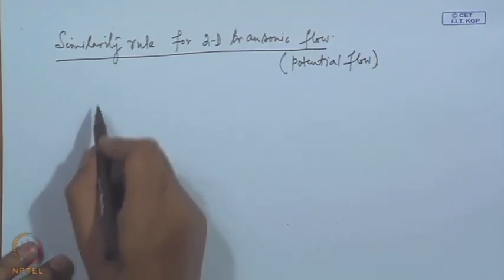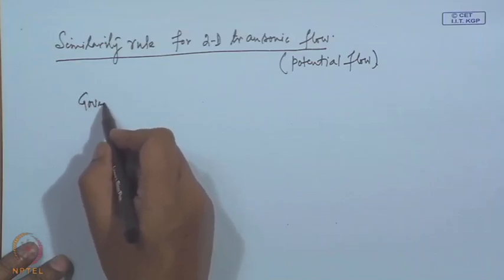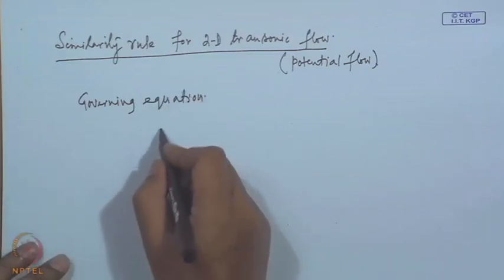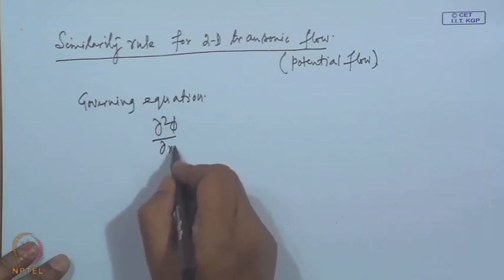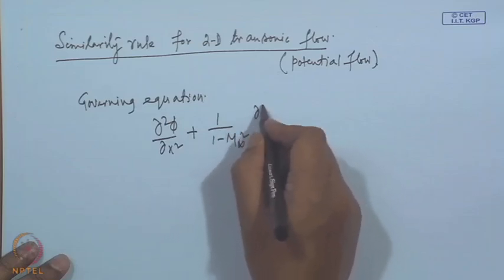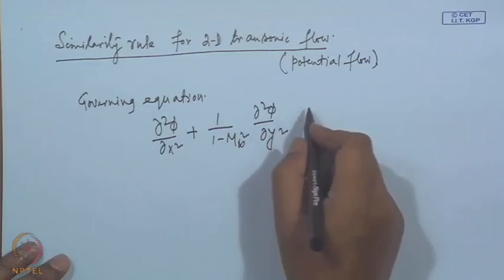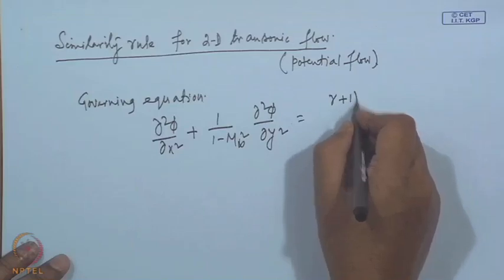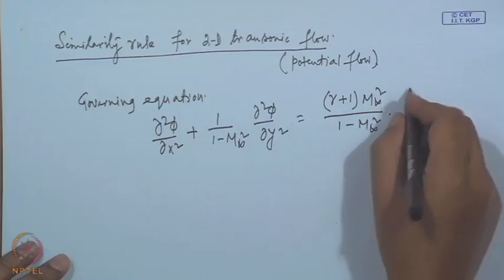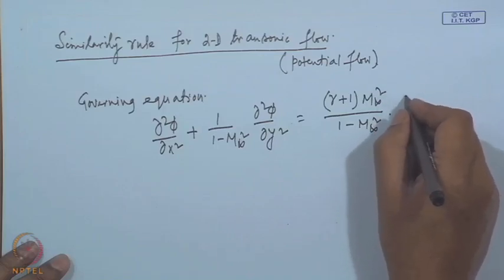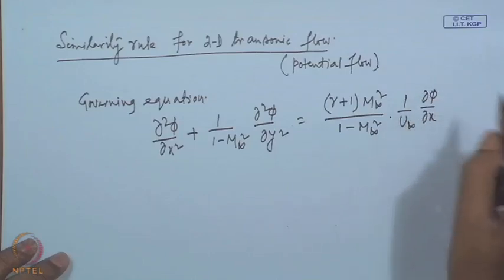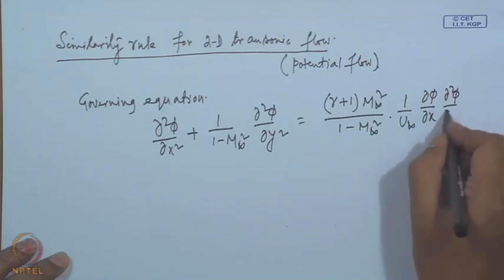You may recall the governing equation we had: d2 phi dx square plus 1 by 1 minus m infinity square d2 phi dy square is gamma plus 1 into m infinity square by 1 minus m infinity square into u by u infinity, or let us say 1 by u infinity d phi dx d2 phi dx 2.